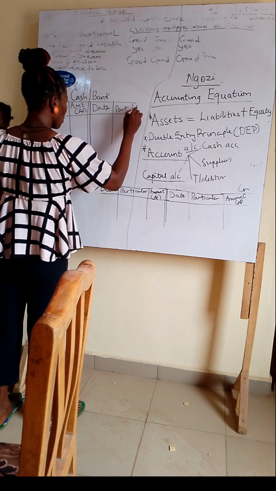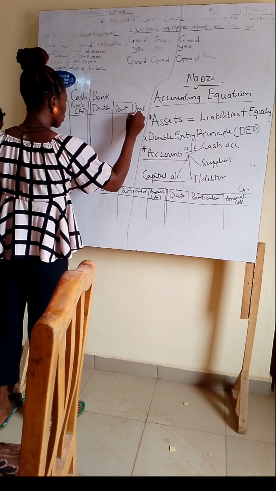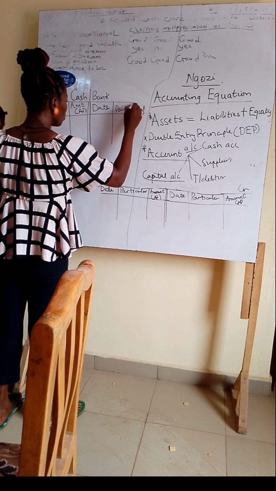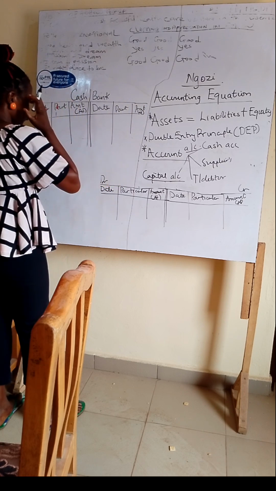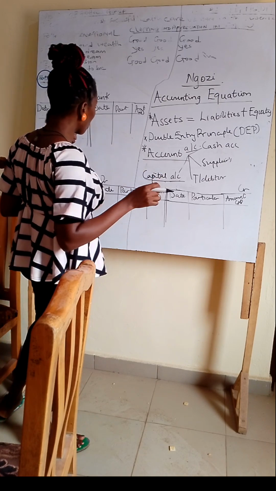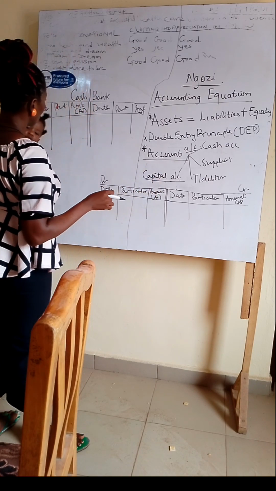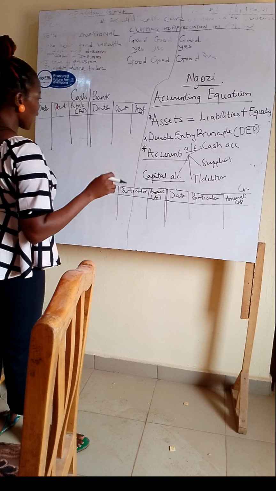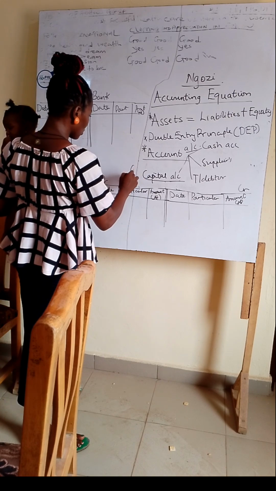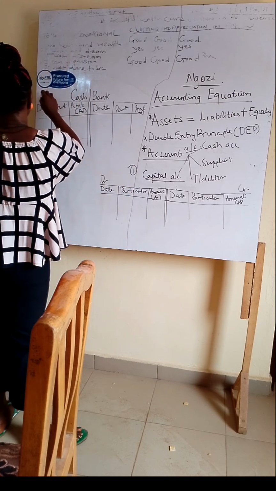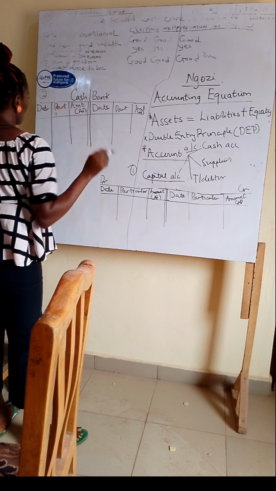And then we have our what? Amount. These are naira sign. You must always see the currency of the amount. It's compulsory. Are you together? Alright. So now we have the capital account, account 1, and we have the cash account, account 2.